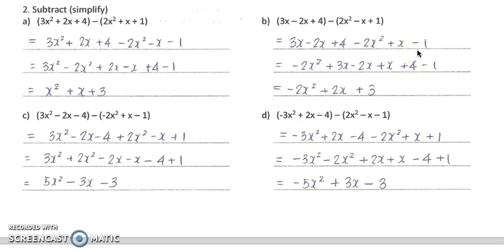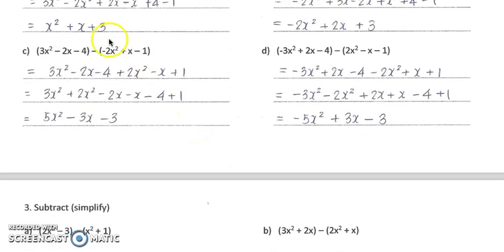Collect like terms. Start with the x squared term. There's only 1, so remember this is negative 2x squared. Collect the x terms. 3x minus 2x plus x, right there. Collect constants, plus 4 minus 1. Now simplify. Negative 2x squared stays the same because it's on its own. Plus 3x minus 2x plus x simplifies to plus 2x. Plus 4 minus 1 is plus 3.